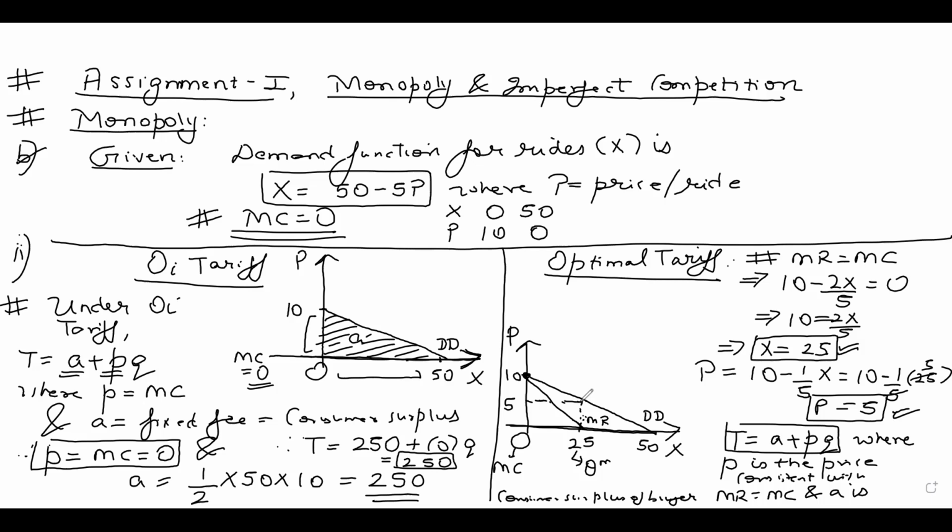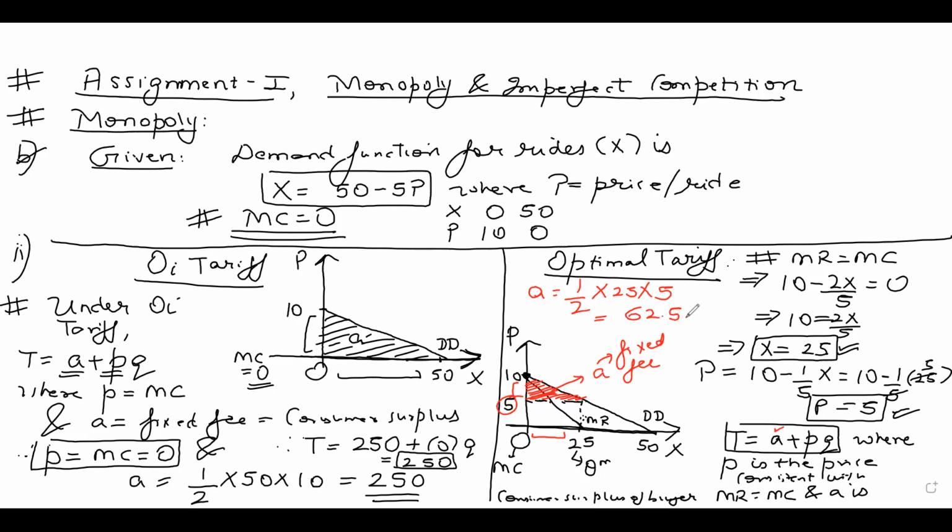What will be my consumer surplus now? The consumer surplus will be nothing but the red shaded triangle, which is the area below the demand curve and above the price. Now, what is the price? It's 5. So my fixed fee will be equal to the consumer surplus, the area below the demand and above the price. So I can calculate my A. It's half into base, which is 25, into height, which is 10 minus 5, which is 5. So 25 into 5 divided by 2 comes out as 62.5.